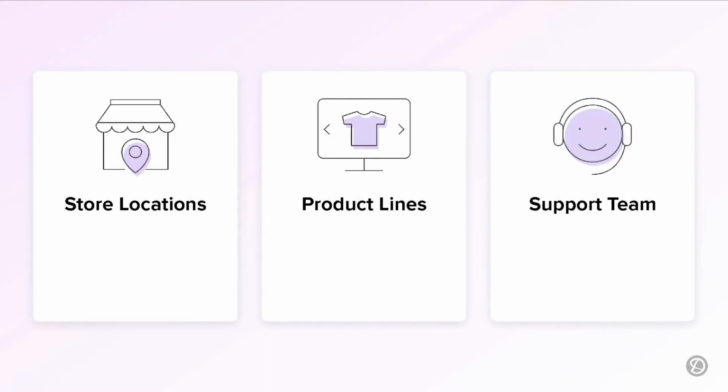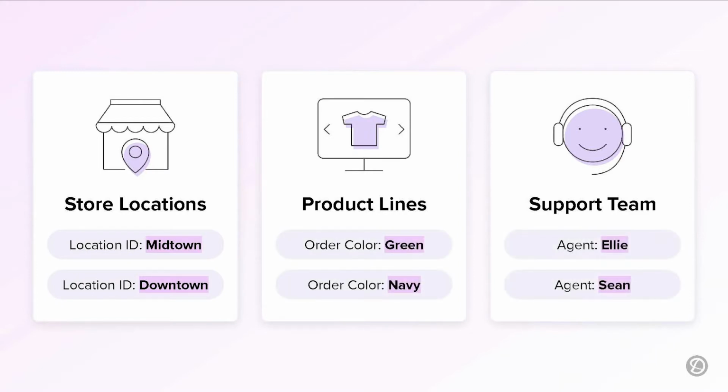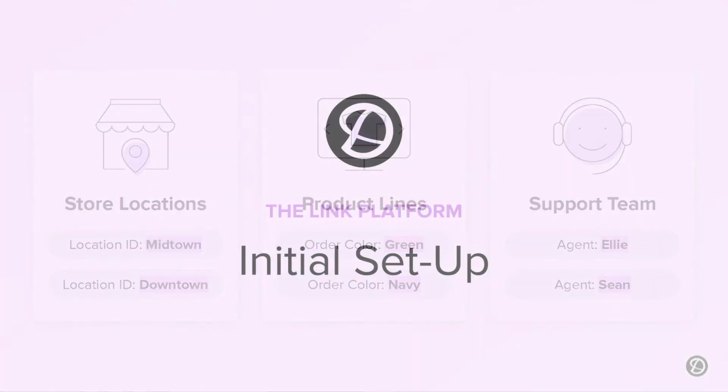You can create custom links for each of your store locations, product lines, support team members, or any data point that is valuable to you. Add specific properties, like a location ID, product details, and agent name, or add anything else you'd like to filter, segment, and contextualize in your dashboard later on.